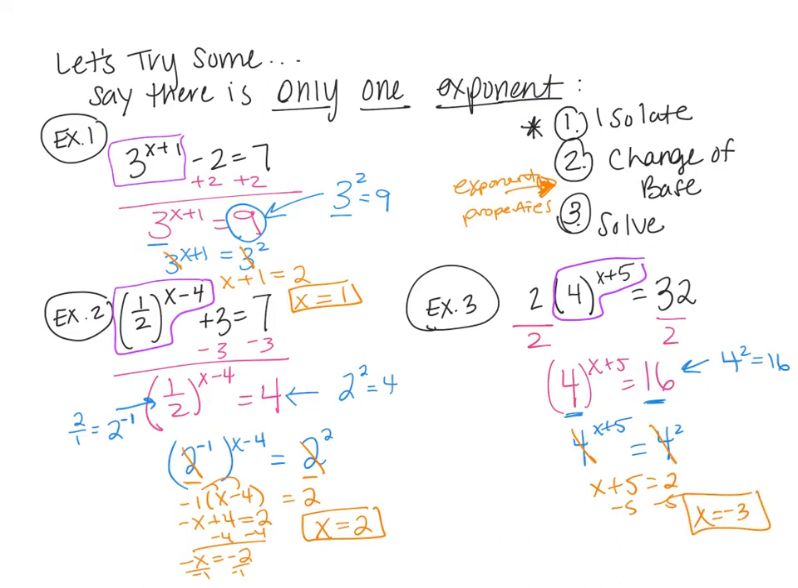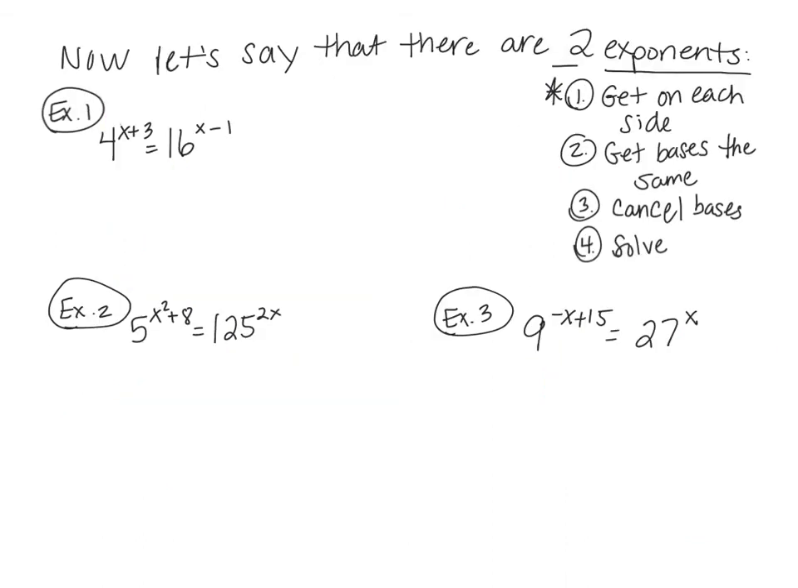All right? So really the isolating, not difficult. The solving, not difficult. It's going to be that change of base. Getting those bases to be the same because I really have to remember and utilize a lot of different exponent properties. Okay? All right, so this one's similar.